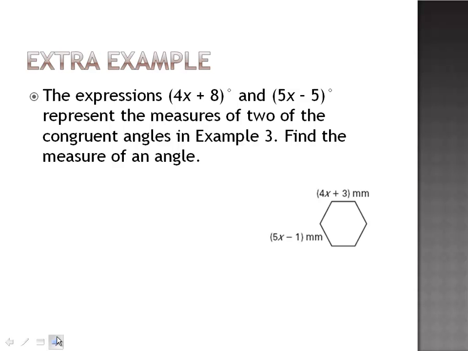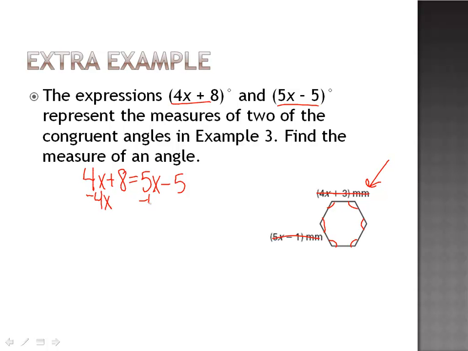The expressions 4x plus 8 and 5x minus 5 represent the measures of two of the congruent angles in example 3. So I went ahead and put your picture on here from example 3. Find the measure of an angle. So these are our side lengths. We're now looking at our angles here. And since it's a regular shape, we know that all of our angles are equal, so we can take these two angle measures and set them equal to each other. So I can say 4x plus 8 equals 5x minus 5.